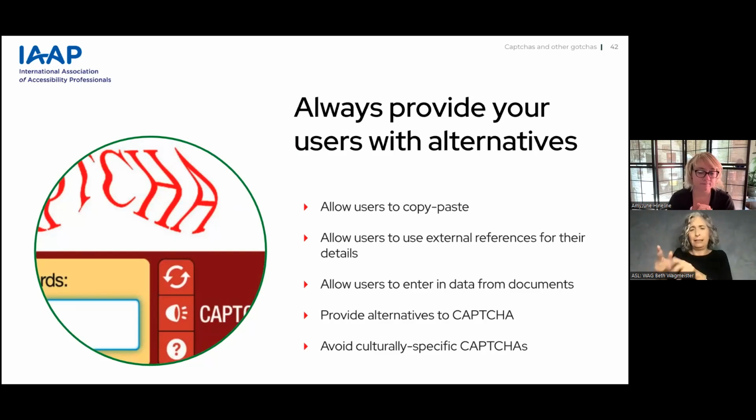We want to allow users, excuse me, I have to take a drink. We want to allow users to use external references for their details, either as an aid to memory or to avoid transcription errors. We've all been there entering our credit card numbers, 5445. Sometimes we do 5454. We want to allow our users to enter content from documents on their computer or password managers.